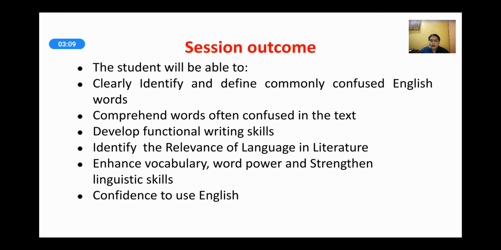The session outcome. At the end of this presentation, the student will be able to clearly identify and define commonly confused English words, comprehend, that is understand, words often confused in the text. It will also help the student to develop their functional writing skills. It will help the student to identify the relevance of language in literature. In fact, not only in literature, for that matter, language is important everywhere. Without language, you cannot read anything.